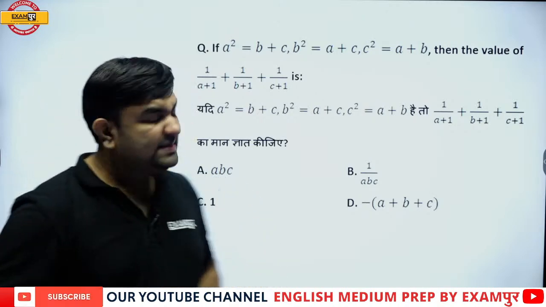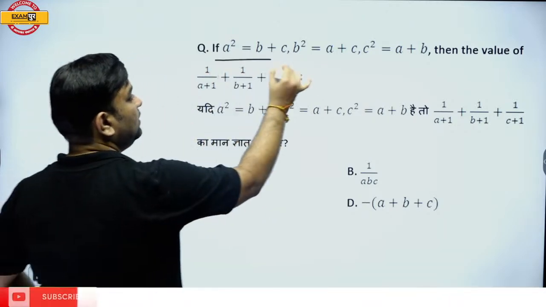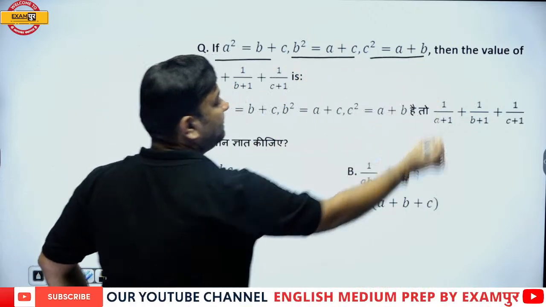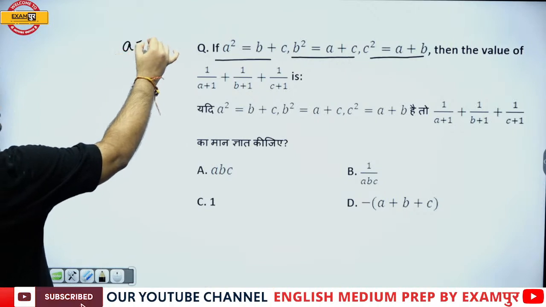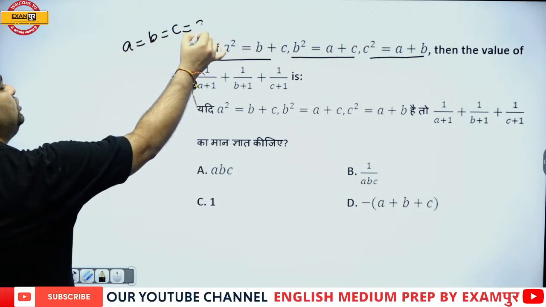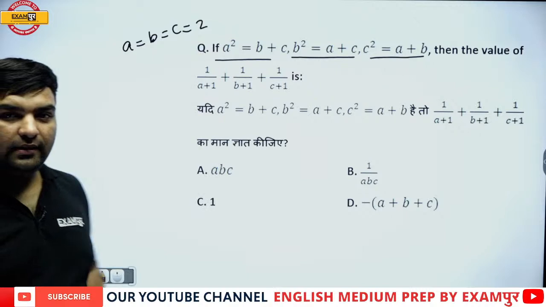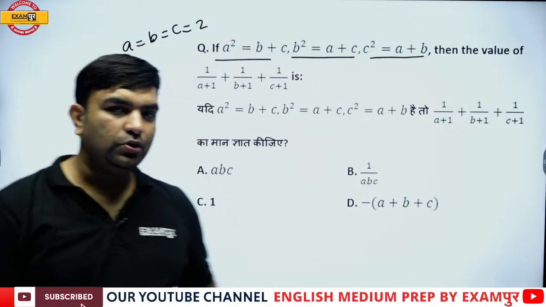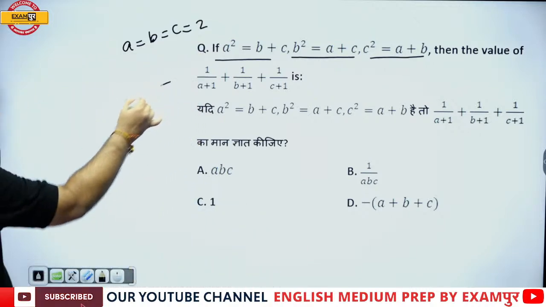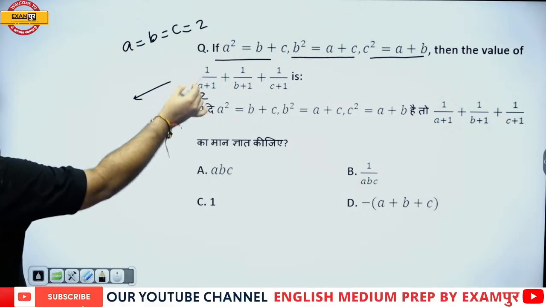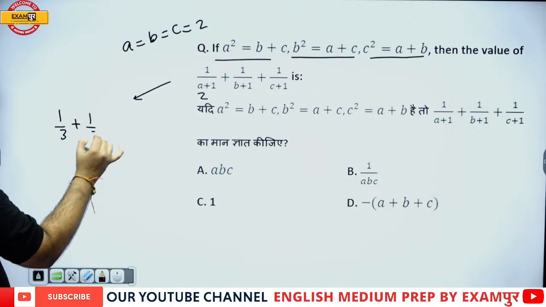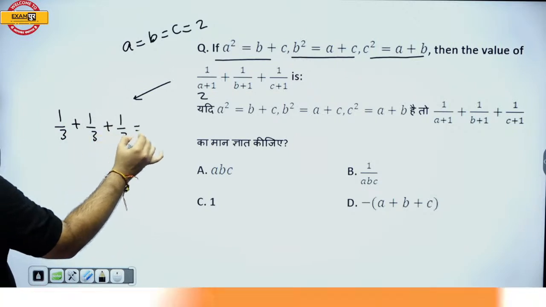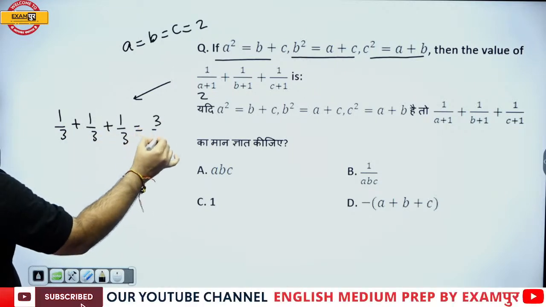Symmetry. So I can say A is equal to B is equal to C is equal to 2. So 1 upon 2 plus 1, that is 1/3 plus 1/3 plus 1/3. Ultimately, the answer is 3/3, that is 1.